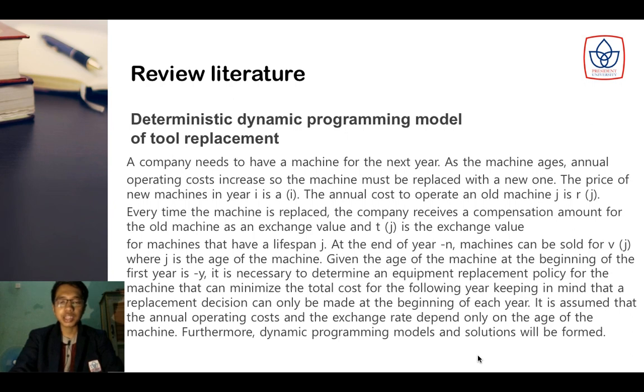At the end of year N, the machine can be sold for S(j), where j is the age of the machine. Given the age of the machine at the beginning of the first year is y, it is necessary to determine an equipment replacement policy for the machine that can minimize the total costs for the following years, keeping in mind that a replacement decision can only be made at the beginning of the year. It is assumed that the annual operating cost and the exchange value depend only on the age of the machine. Furthermore, the dynamic programming model and solution will be formed.